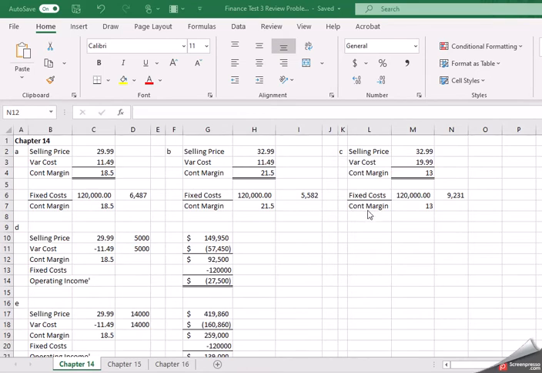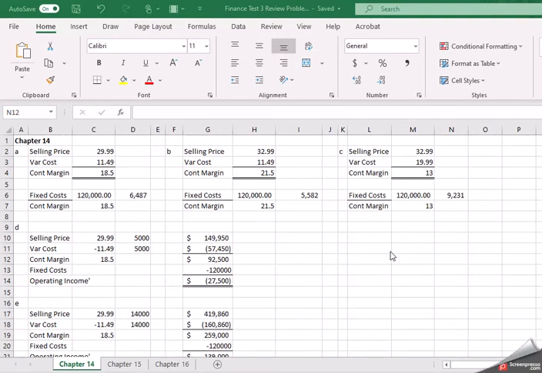Then the third scenario says, okay, well now what happens if the selling price goes up to $32.99, but their variable costs also jump up. So if their variable costs would go up to $19.99, then they're only making $13 per shirt. So their fixed costs are again staying the same at $120,000, but they're only making $13 per shirt that they sell. So then they'd have to sell 9,231 shirts. So then you can kind of see what happens to that break-even point as they make more or less money per shirt.